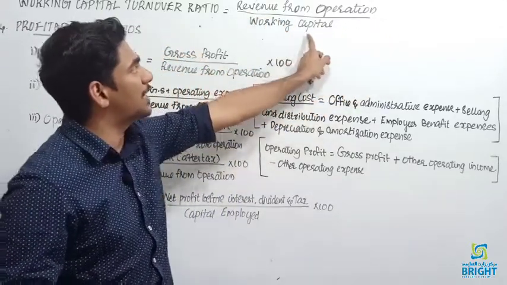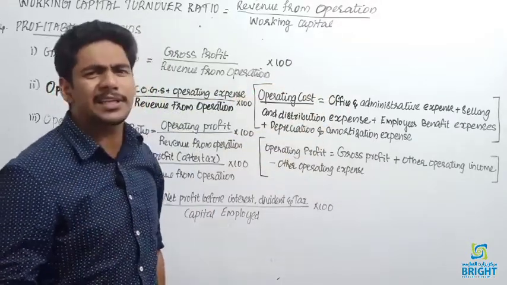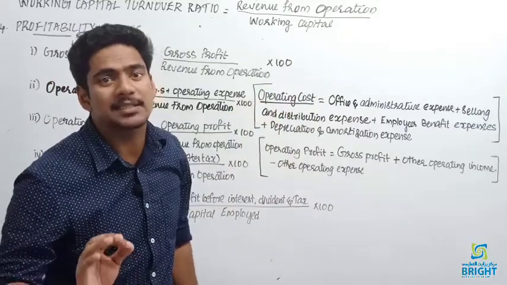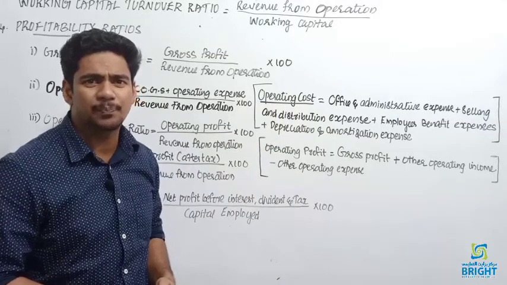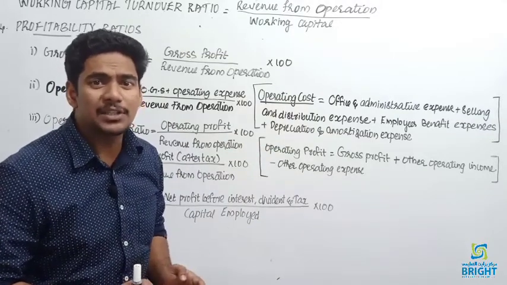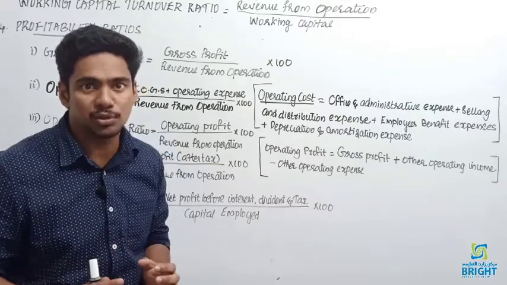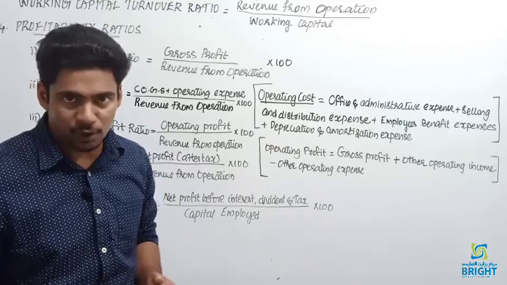Revenue from operation you are dividing with working capital. The formula of working capital we already discussed. Working capital is equal to current asset minus current liabilities. Okay, what is the significance of this ratio? How working capital is used to earn revenue. High ratio indicates better position.